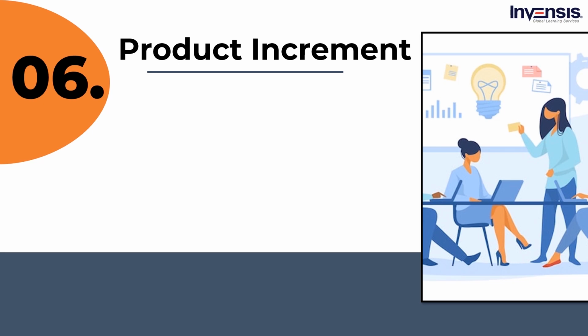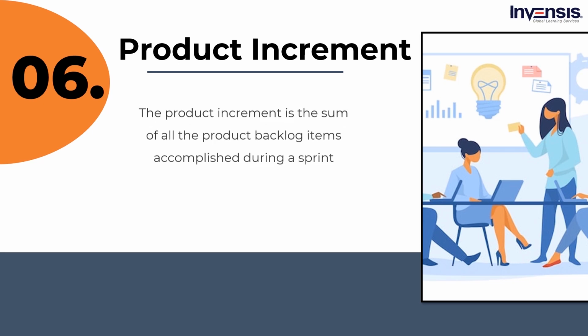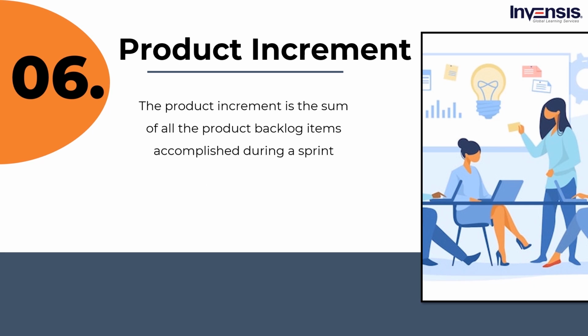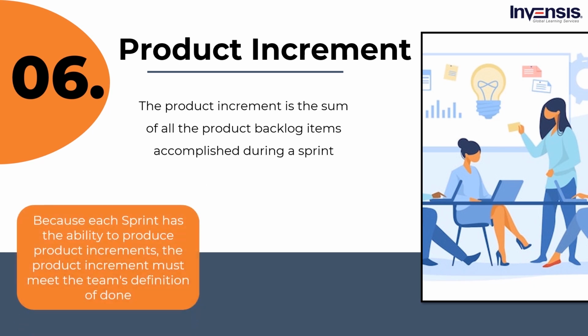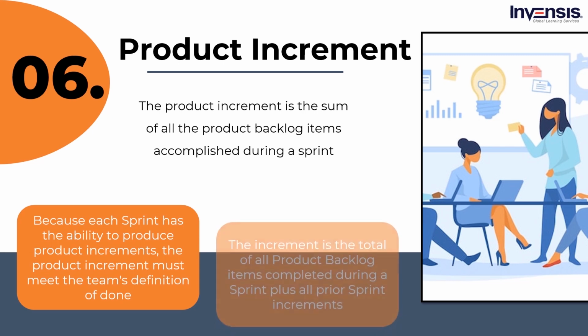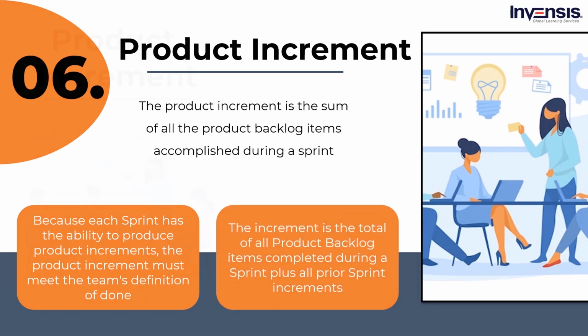This is the most important Scrum artifact. The product increment is the sum of all the product backlog items accomplished during a sprint. Because each sprint has the ability to produce product increments, the product increment must meet the team's definition of done and be acceptable to the product owner. The increment is the total of all product backlog items completed during a sprint plus all prior sprint increments. The new increment must be a functioning product at the completion of a sprint, which implies it must be functional.